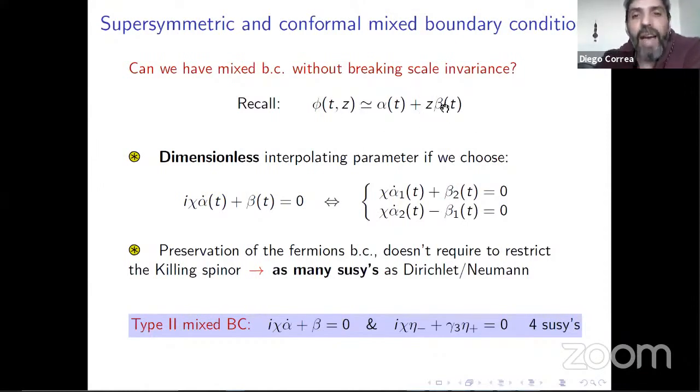So we would like to have a mixed boundary condition that combines alpha and beta with a dimensionless interpolating parameter, and the way we did that was to combine beta with the derivative of alpha. If you do that, beta and the derivative of alpha have the same dimensions, and this is a dimensionless parameter. Again, we can see that this proposal is supersymmetric if you impose these other conditions on the fermions. And in that case, we did not need to restrict the Killing spinor, so we are preserving this way 4 supersymmetries, which is 1/6 in the counting of ABJM, what we wanted to have.